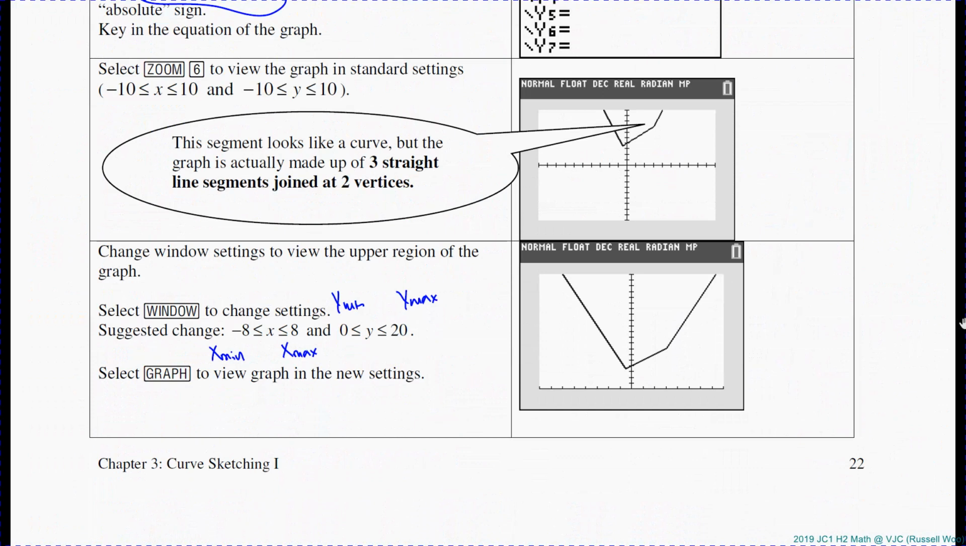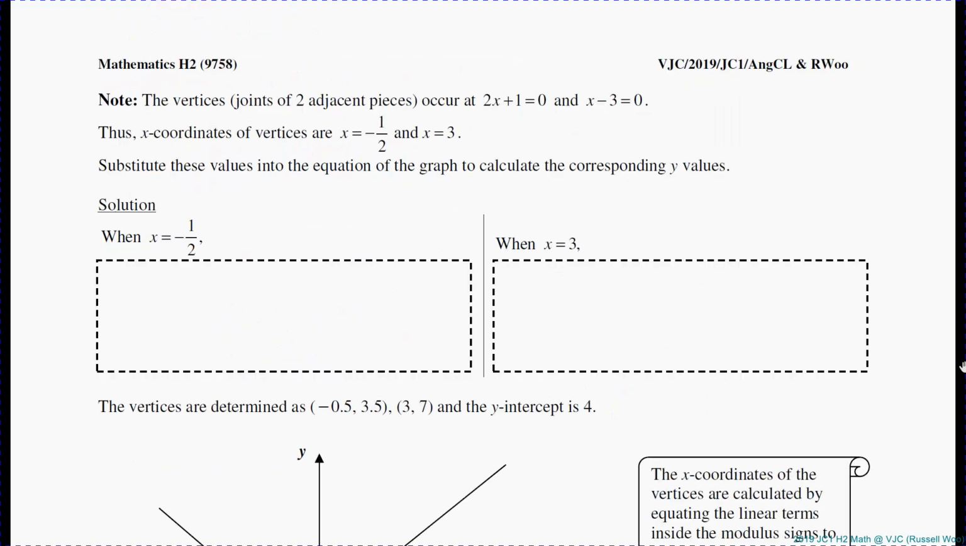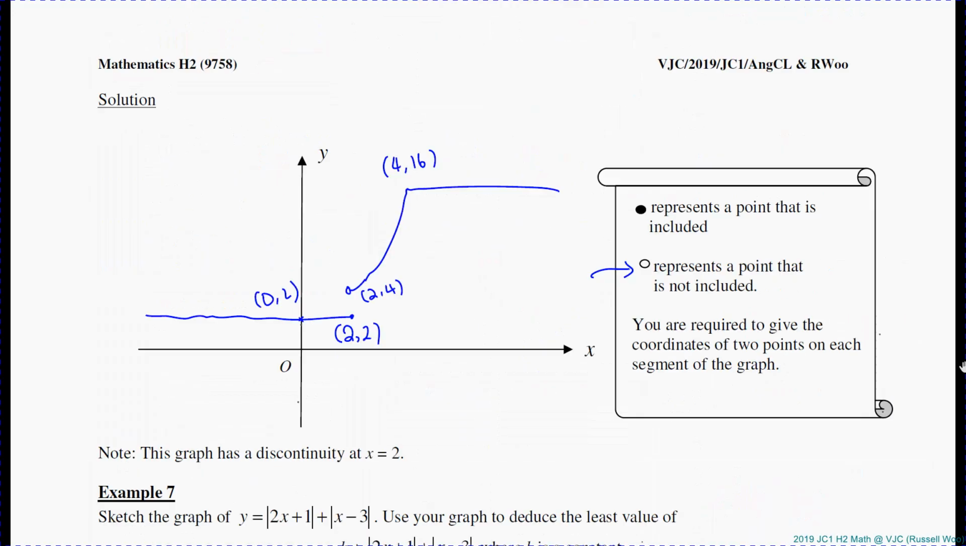If you look carefully, what is most important about this kind of graph are these points. These are important points. These are points we call vertices. Alright? These are the vertices. These are important points. Okay. What are the x coordinates of these vertices?